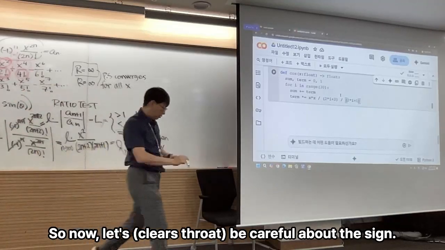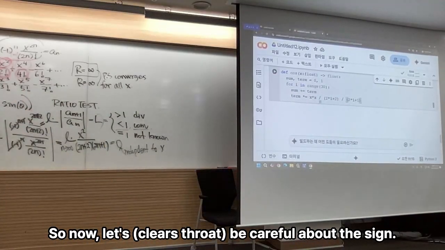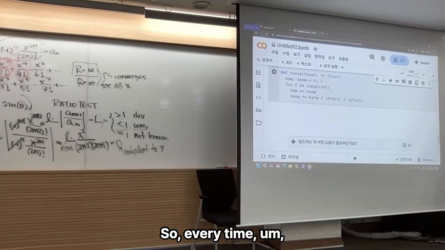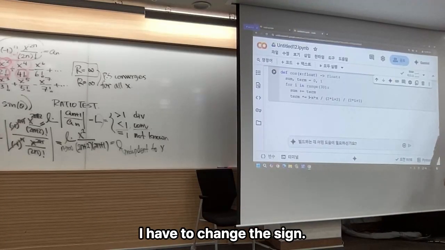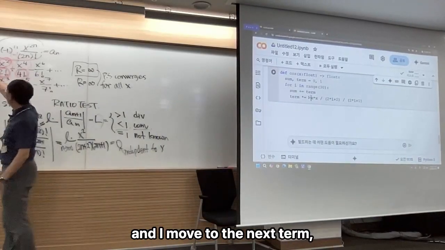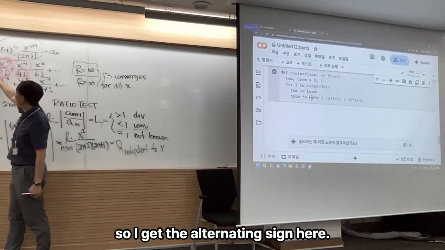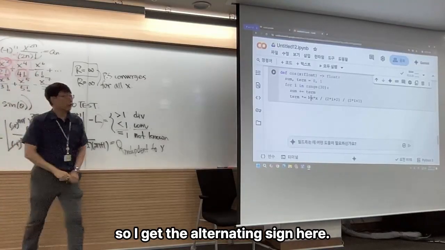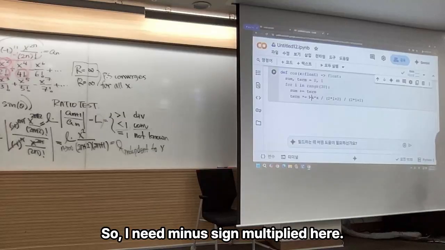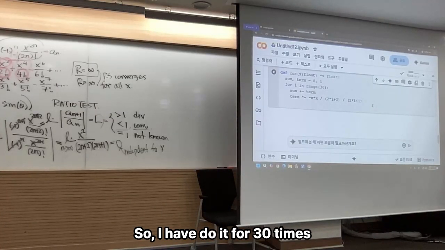So now let's be careful about the sign. Every time, I have to change the sign. I started from the positive sign, and when I move to the next term, I have to multiply by -1. So I get the alternating sign here. So I need a minus sign multiplied here. So that's it. I have to do it for 30 times.